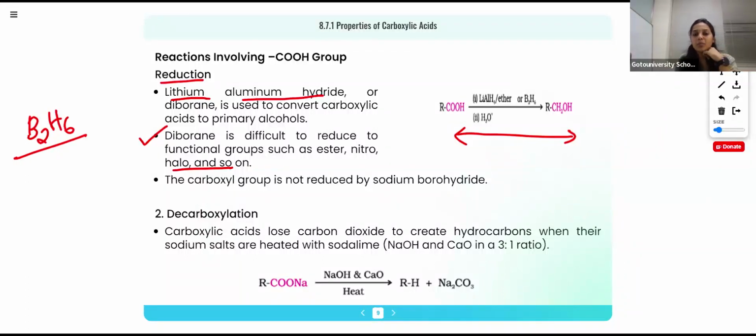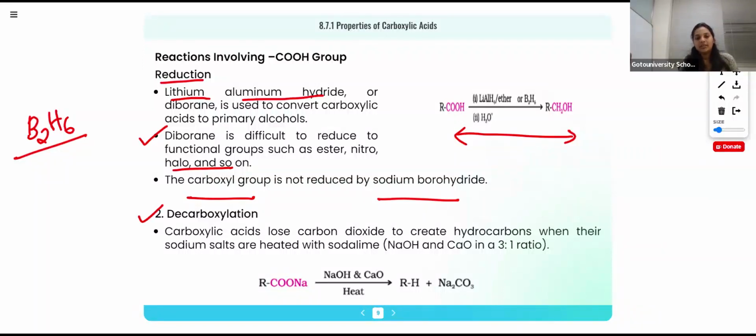The carboxyl group is not reduced by sodium borohydride. Normally we use lithium aluminum hydride. Sodium borohydride is also a reducing agent, but here we are not using it because it does not reduce the carboxyl group. Only lithium aluminum hydride is used. That is the reduction reaction. Got it?